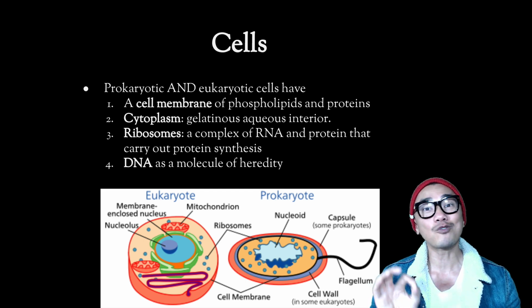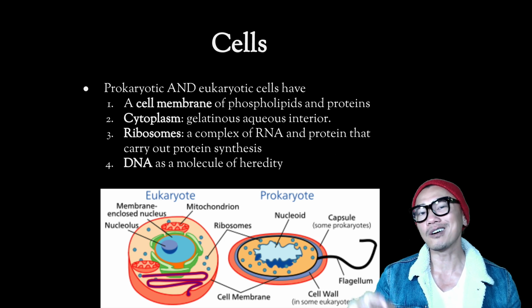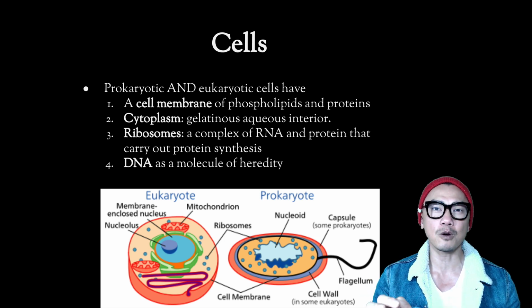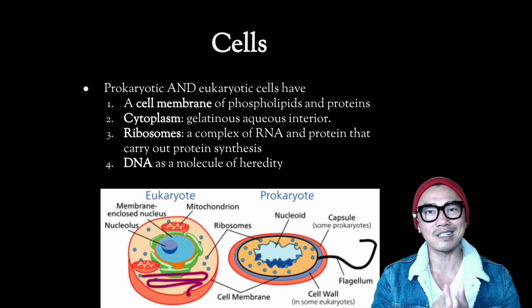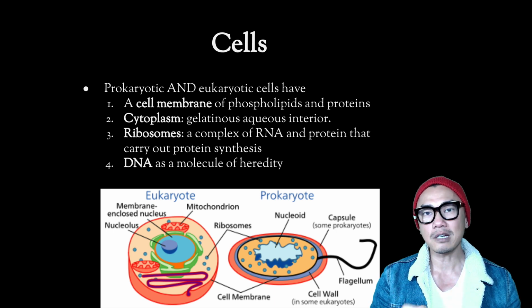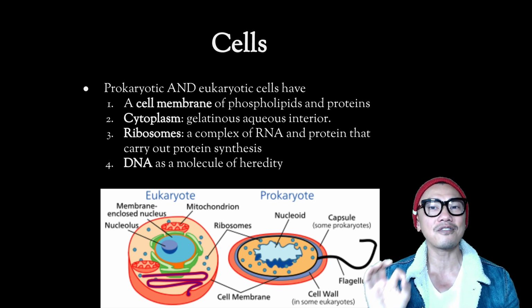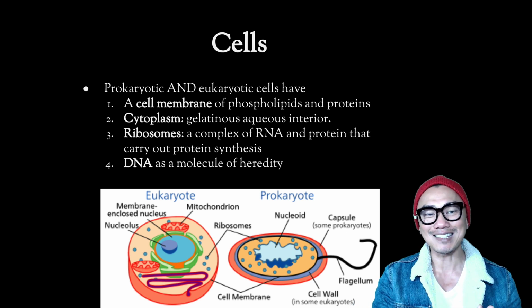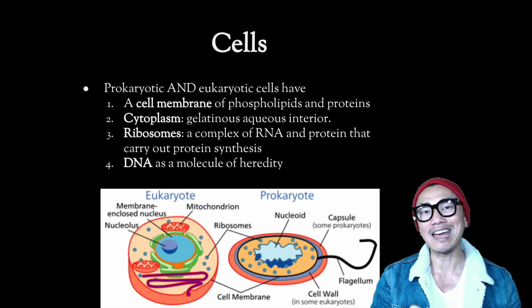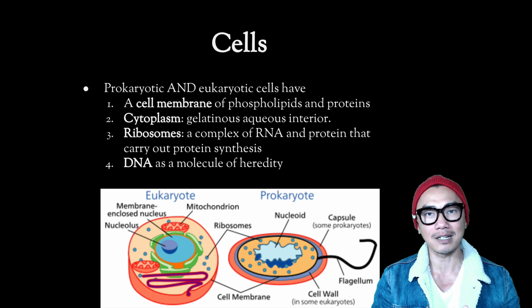Third, they all have ribosomes. Ribosomes are a complex of RNA and protein that carry out protein synthesis. Basically, ribosomes are protein factories. And lastly, all cells have DNA as their molecule of heredity.